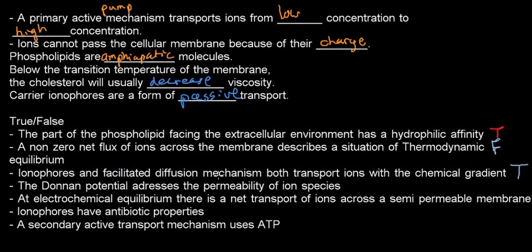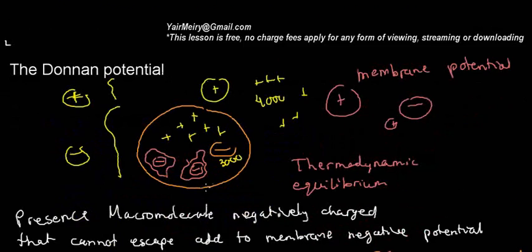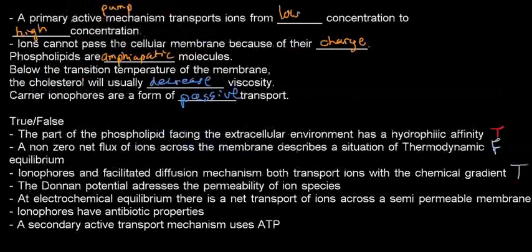The Donnan potential addresses the permeability of ion species. Obviously this is incorrect, because we already mentioned that the Donnan potential addresses molecules that can't really move around. They can't really get out or get in. What I would do is fix this, and instead write the Goldman-Hodgkin-Katz equation, and then read it out and see if it makes sense. The Goldman-Hodgkin-Katz potential addresses the permeability of ion species. Yes, this seems okay to me, and since I had to fix this, I'm going to mark it false. Very nice.